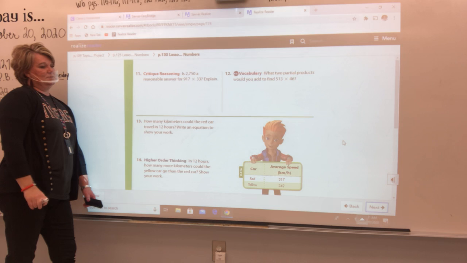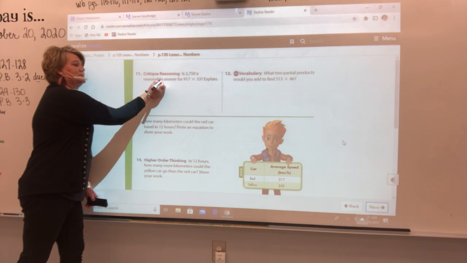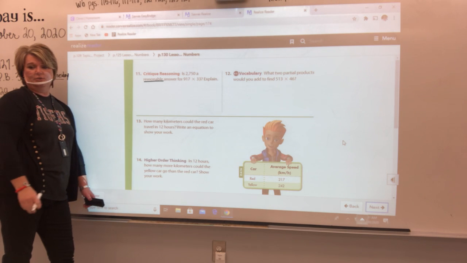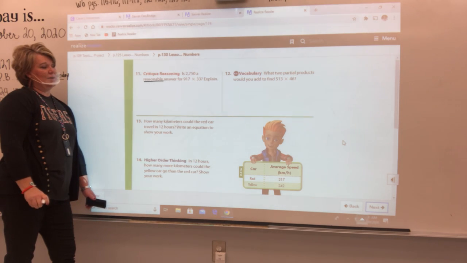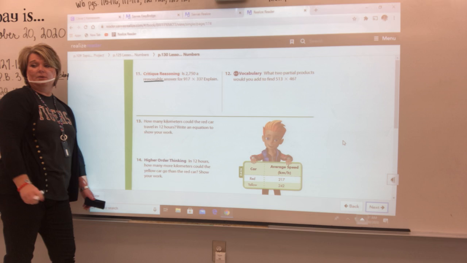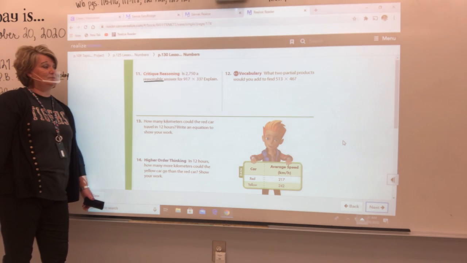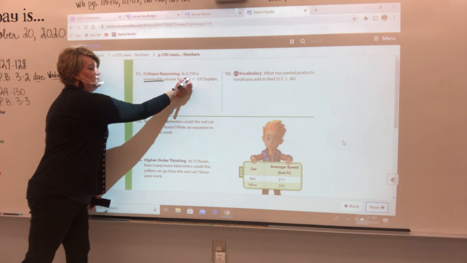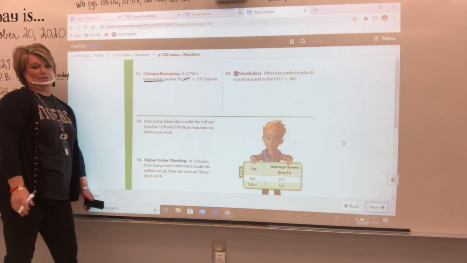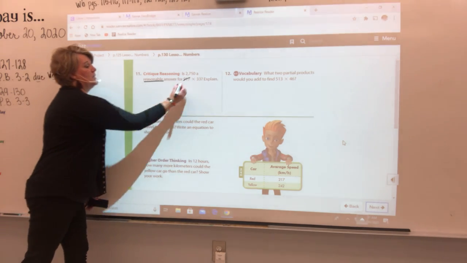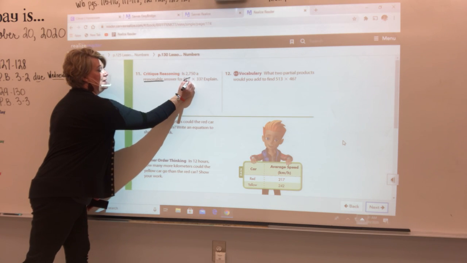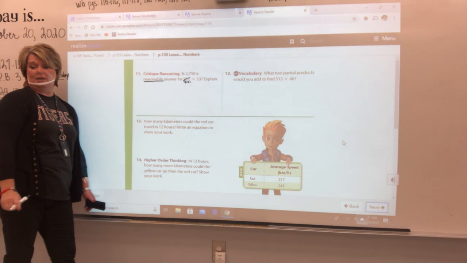On the back, number 11. Number 11 says, is 2,750 a reasonable answer? There's our key word, reasonable, for 917 times 33. So what we're going to do is check it like we did yesterday to see if it even makes sense. Kiara, let's start with you. What do you want to call 917? 900. Yeah, I agree. 900.